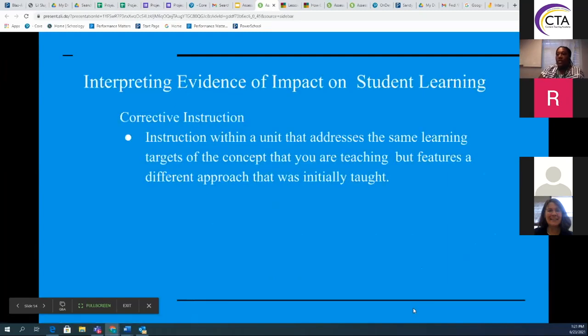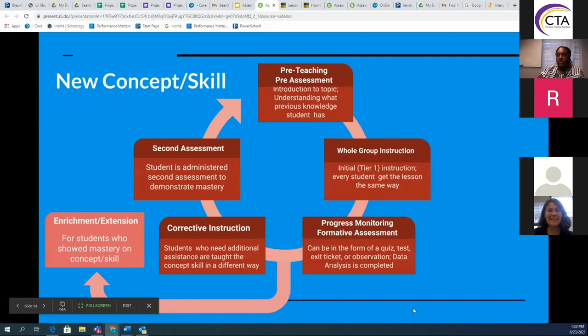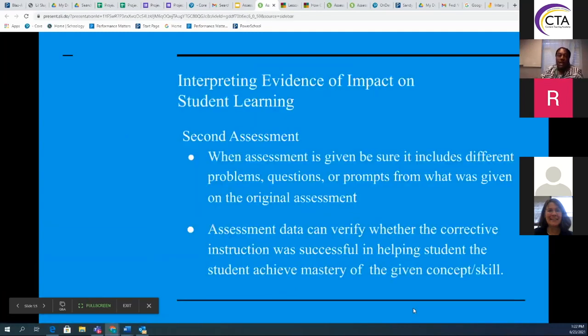All right, so after your corrective instruction is done, you move into your second assessment. And again, we're collecting another piece of data that you could use towards progress monitoring. And it's not the same assessment that you gave the first time. This is just specific for that small group of students that you were working with that needed assistance. So you're doing some different type of problem, different type of question, different type of prompt. And with that, you can verify whether the instruction was successful or if you need to regroup them again to work with them at a later date.